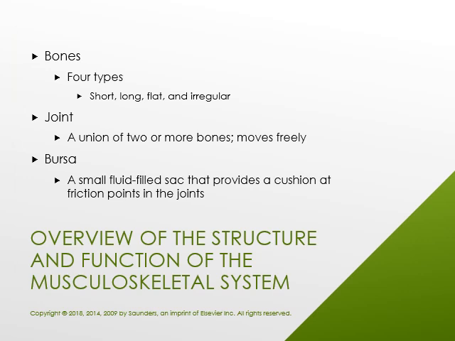Let's begin with an overview of the structure and function of the musculoskeletal system. The musculoskeletal system contains the skeletal muscles, ligaments, tendons, bone, joints, and cartilage. Please review how the bones and muscles work together. Bone is a dense, hard type of connective tissue. There are four types of bones: short, long, flat, and irregular. They are made up of compact and spongy bones. Joint is defined as a union of two or more bones which moves freely. Bursa is a small fluid-filled sac that provides a cushion at friction points in the bone joints.